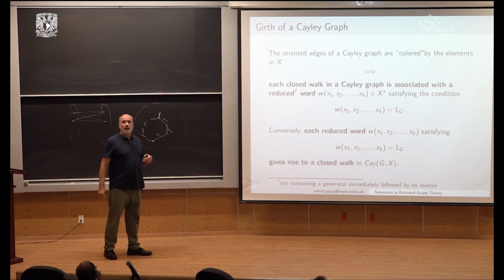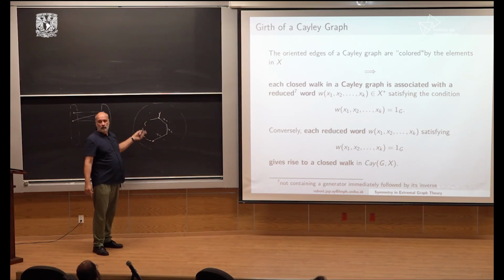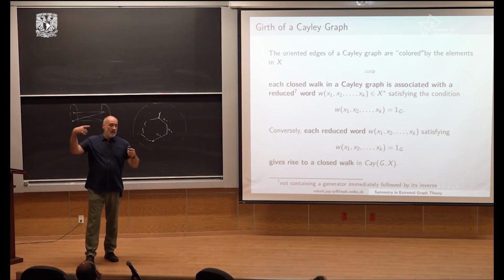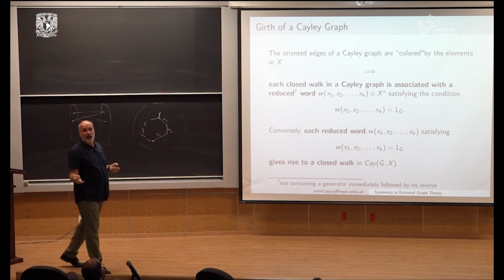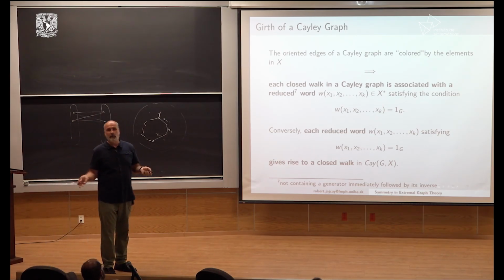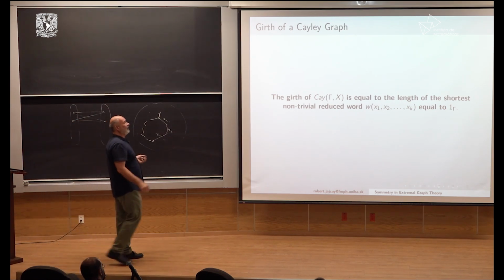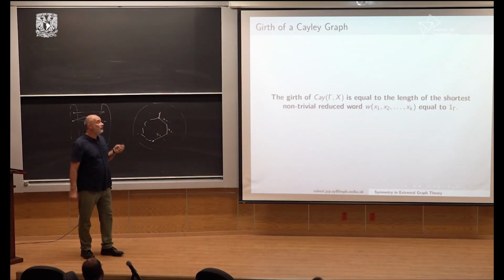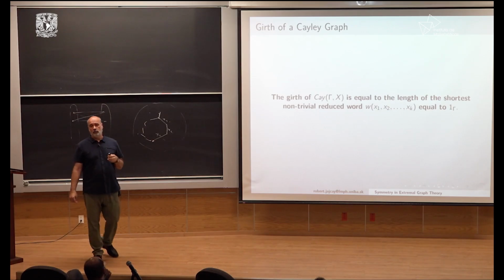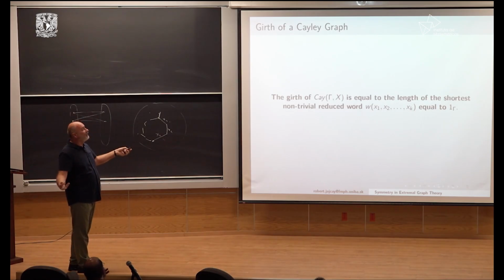It also goes the other way. If somebody gives me a reduced word which is equal to 1, that gives rise to a closed walk in the group. So, you may feel that I often avoid graph theory and try to use groups. So the girth of a Cayley graph, given a group and generating set, is equal to the length of a shortest non-trivial reduced word equal to 1 in the generators. That's nice because now it's a group theory thing.